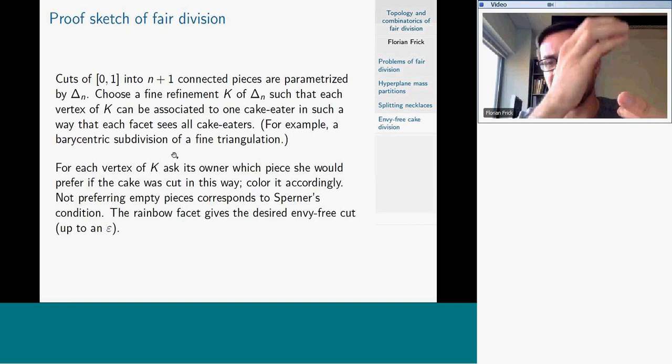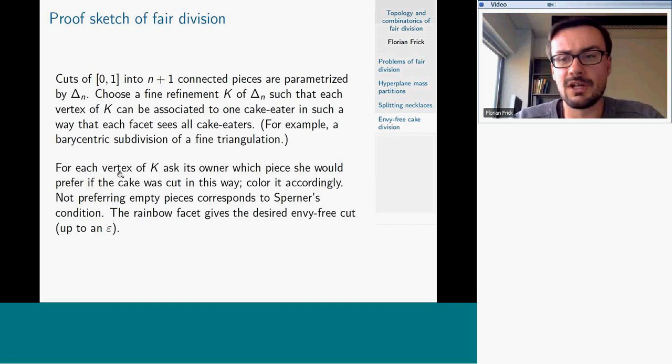And the idea is, for a vertex, it corresponds to a specific cutting of your cake. So for x, ask the owner which piece he would prefer if we were to cut the cake in this specific way, and color it accordingly. So the colors are which piece of the cake do you prefer? Preferring an empty piece over a non-empty piece precisely corresponds to Sperner's condition.